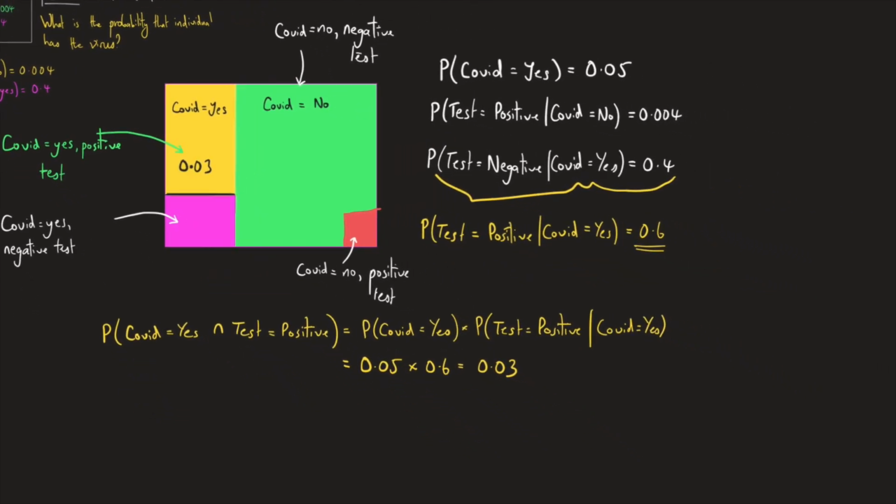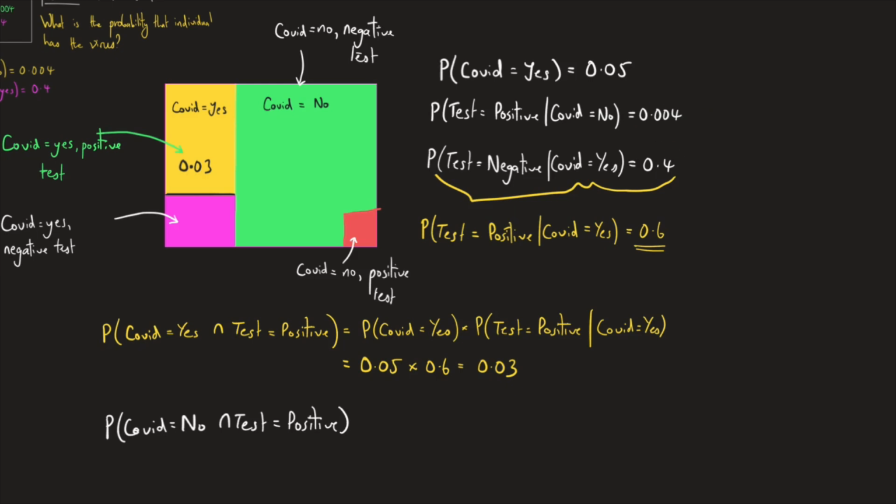Similarly, we can find the probability that an individual doesn't have COVID and gets a positive test using a very similar calculation. So the probability that COVID is no and the test is positive, that is going to be the size of this red area in the bottom right-hand corner. Now, again, we know that 95% of the population don't have COVID, and of that 95%, 0.004 or 0.4% get a positive test.